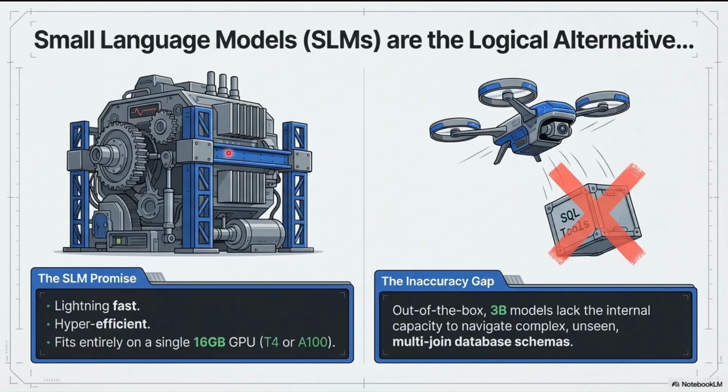So what's the alternative? This is where small language models come in. Models like Qwen, Phi, or any small language model are extremely fast. They are lightweight, cost efficient, and can run on any T4 or 16 GB GPU machine. Now, from an infrastructure and latency standpoint, this is exactly what we want. But there's a catch. Out-of-the-box models lack reasoning depth. They struggle with complex schemas, they break down on multiple table joins, and they don't understand execution constraints. So SLMs give us speed and efficiency, but not correctness, at least not without the right training strategy.